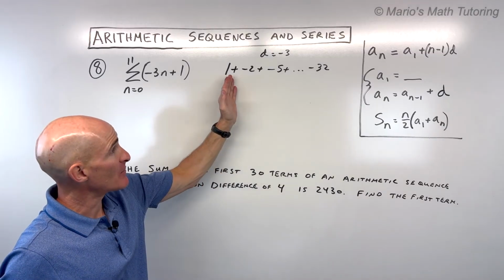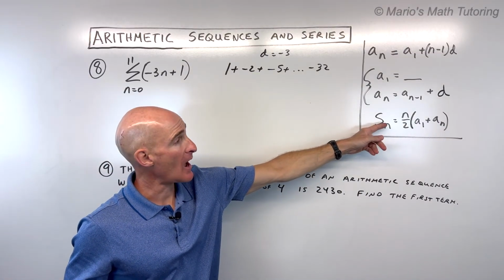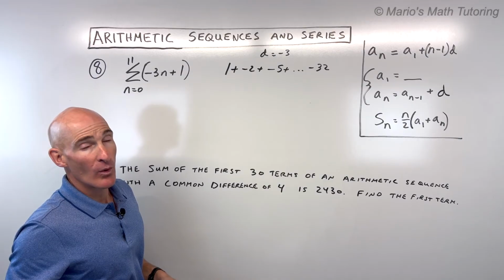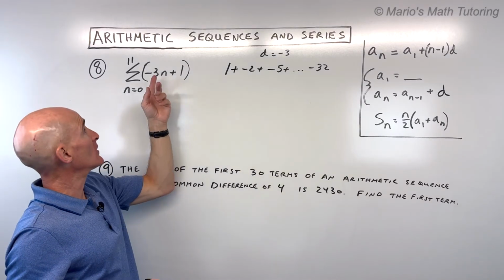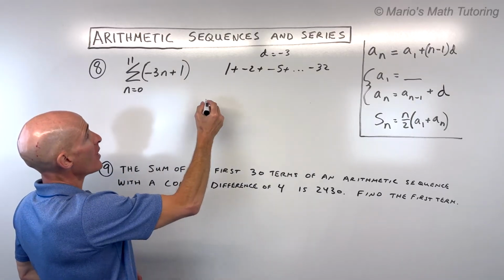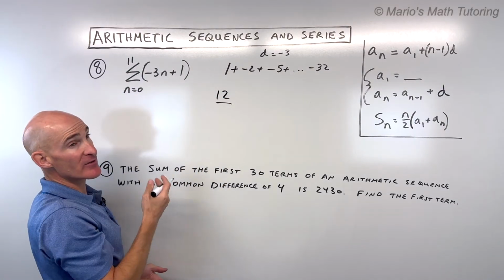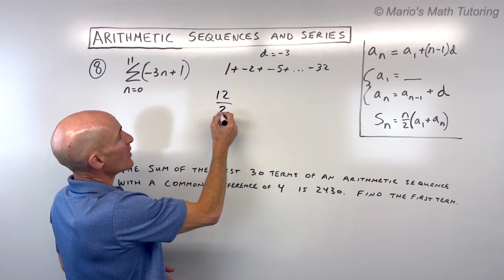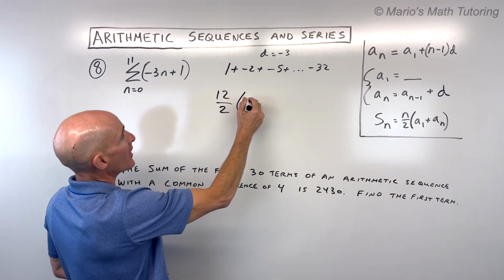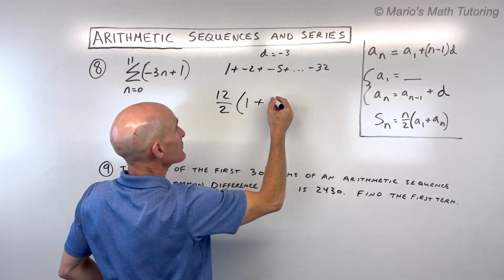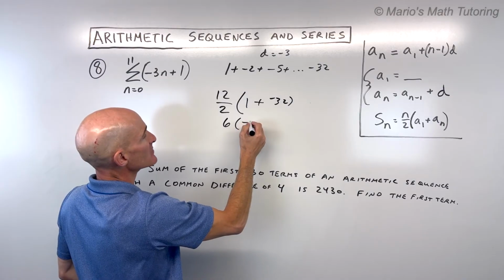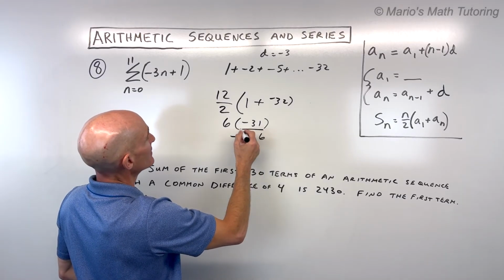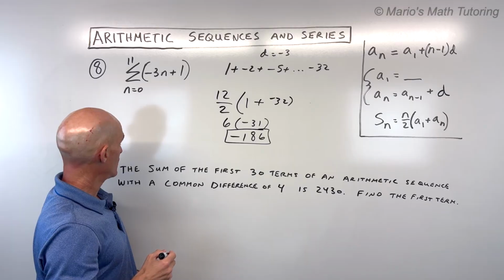Now, we're finding the sum of all these terms. We're going to be using this formula right here. How many terms are there in this series? Well, how many terms are there from 0 to 11? You could count and find out, or you could do 11 minus 0 is 11, plus one more, which is 12. Or you could say 1 through 11 is obviously 11, but then you have to add 0, so there's 12. So let's do 12 divided by 2. The first term we said is 1. The last term is negative 32. So we're getting 6 times negative 31, which is negative 186. That's your sum.